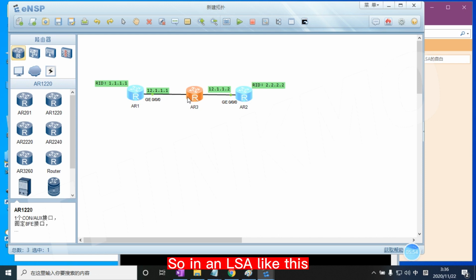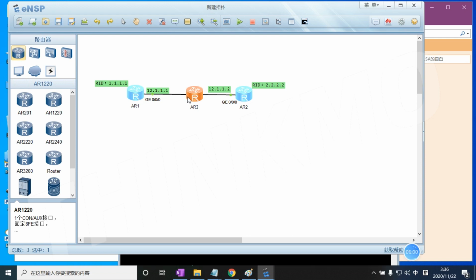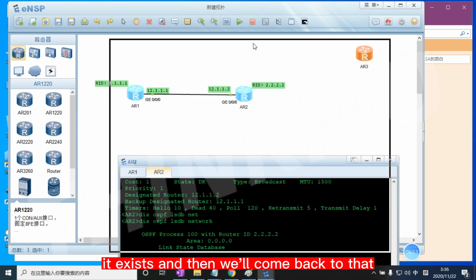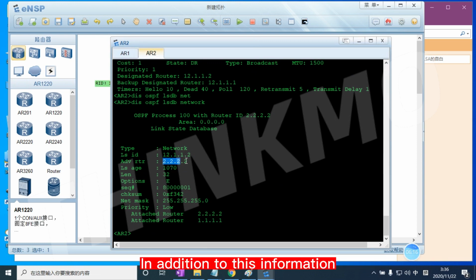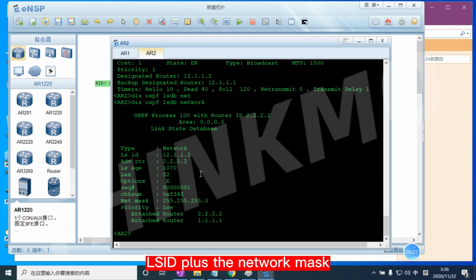So in an LSA like this, we can understand the DR announcement. In the OSPF books, there is no mention of the so-called pseudonode concept, but on a practical analytical level, it exists. And then we'll come back to that. In addition to this information, it also describes the net mask, the network mask. So what does it do? The LSID plus the network mask.